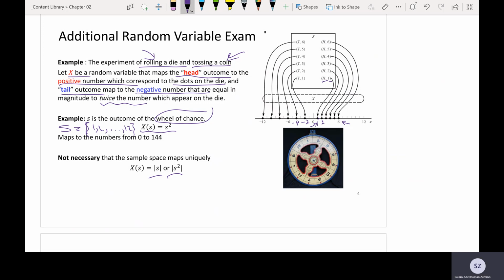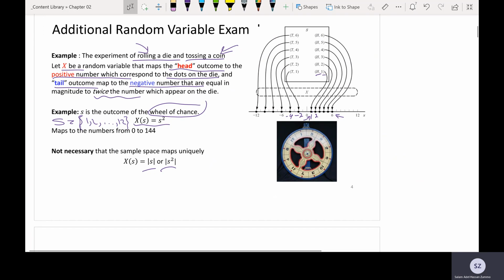Is that clear, guys? Any questions? Why did we do X is a square? Just an example. Very nice, this particular example is very nice.